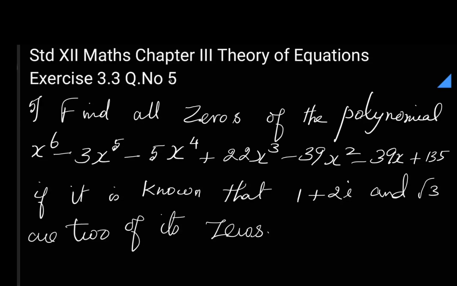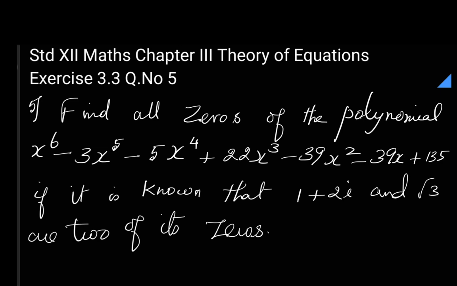Standard 12th Maths, Chapter 3, Exercise 3.3, Question number 5. Question: Find all the zeros of the polynomial x power 6 minus 3x cube minus 5x power 4 plus 22x cube minus 39x squared minus 39x plus 135. So this is a polynomial of degree 6.